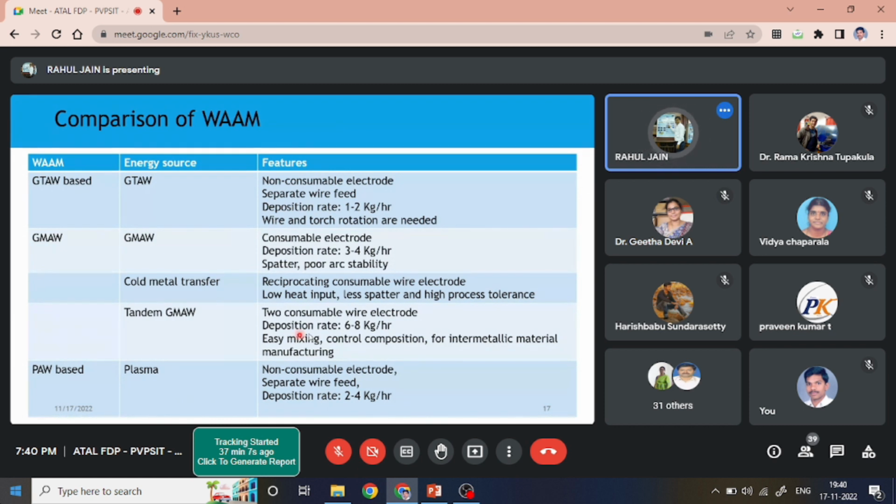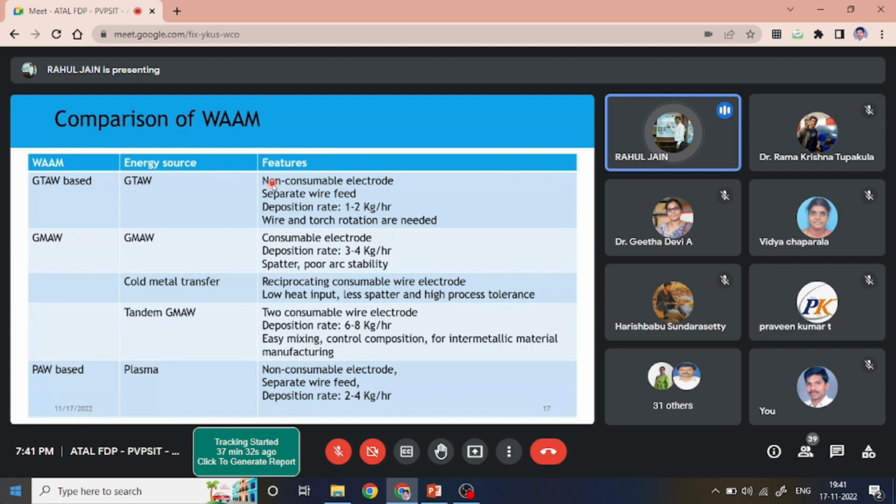So first of all, we see this is a category. There are 3 categories of process. One is GTAW based, meaning gas tungsten arc welding process based. In other words, TIG based. So in TIG based, the energy source is again arc. In all the cases, the energy source is arc. But as we know, in TIG welding you have a tungsten electrode, which is a non-consumable electrode. So one of the features of this particular process is that it has a non-consumable electrode.